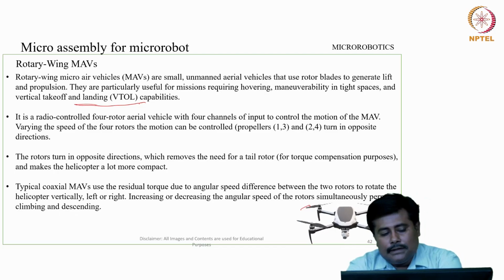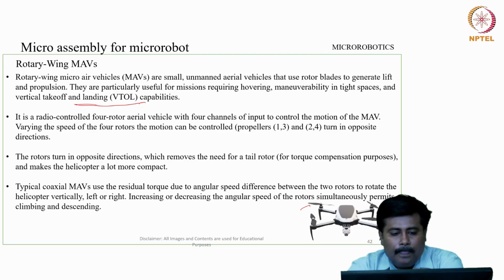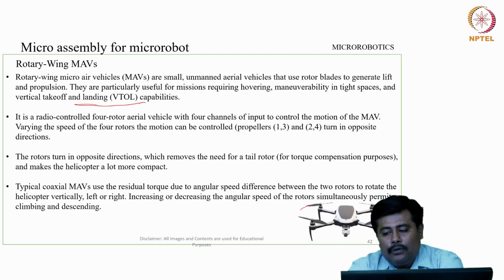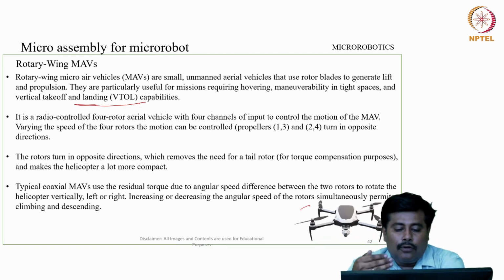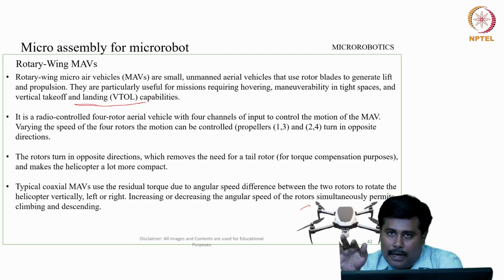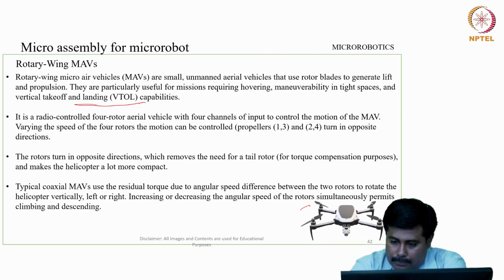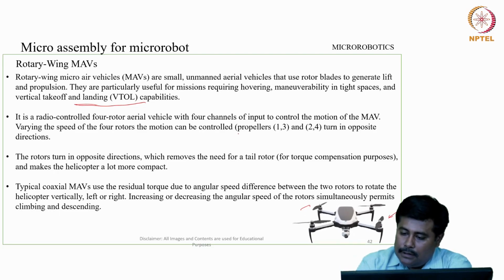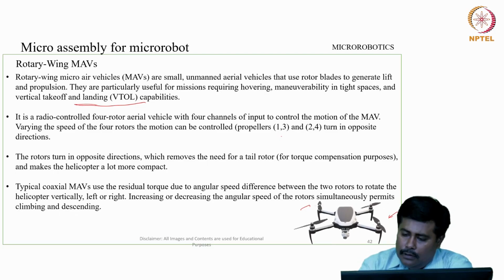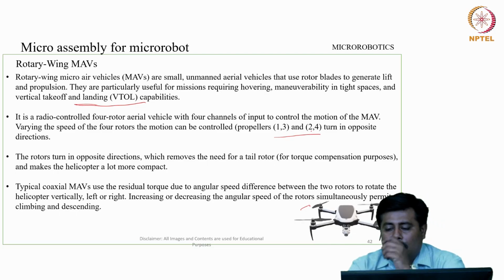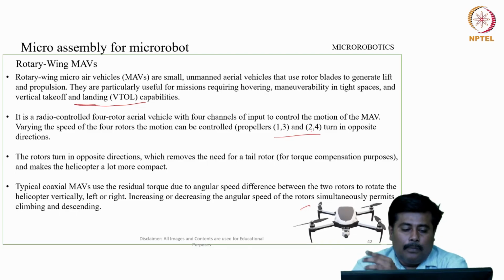In most of these cases, these systems are radio controlled 4-rotor aerial vehicles with 4 channels of input to control the motion of the micro aerial vehicle. Wherever we want a varying speed of the 4 rotors, the motion can be appropriately controlled. Let us consider we have 1, 2, 3, 4. So 4 propellers are there. Propellers 1 and 3 and 2 and 4 turn in opposite directions.